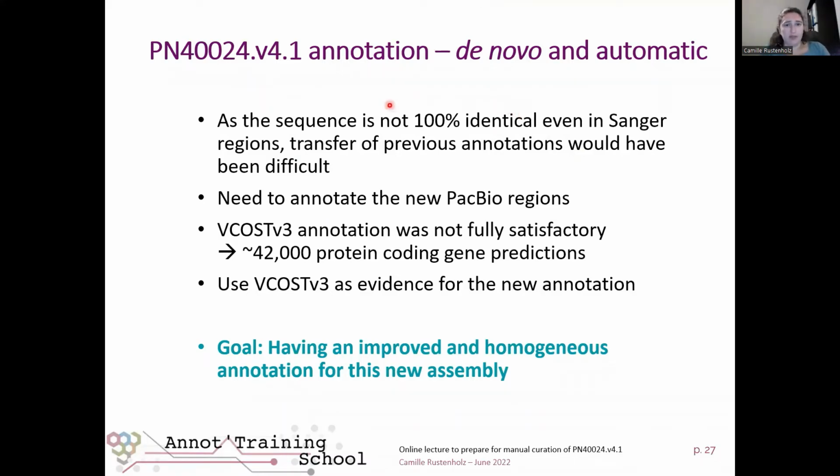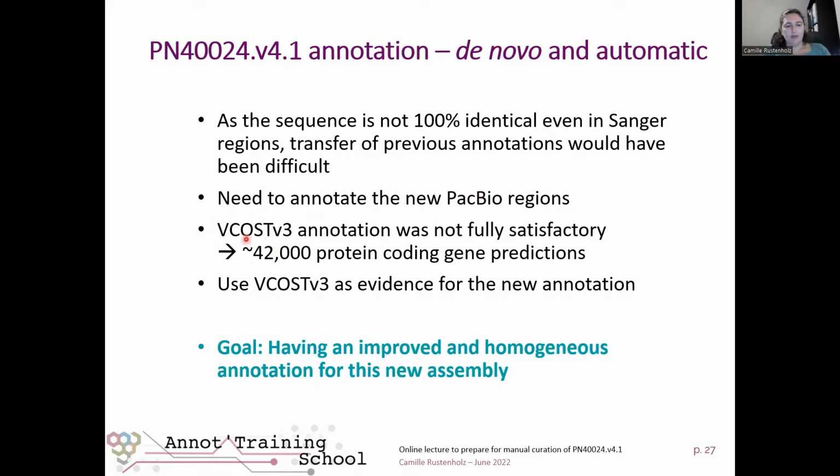So as I've just explained, even the Sanger sequences between 12x V2 and V4 are not 100% identical. So even transferring the previous annotations from the previous version to the new one would have been difficult. But also what we had to keep in mind is that we also needed to annotate the new PacBio regions, which were completely missing from the previous version. So we decided not to perform a mixture of different levels of annotation and prediction. We came up with a fully de novo and automatic gene prediction for the V4 genome assembly.